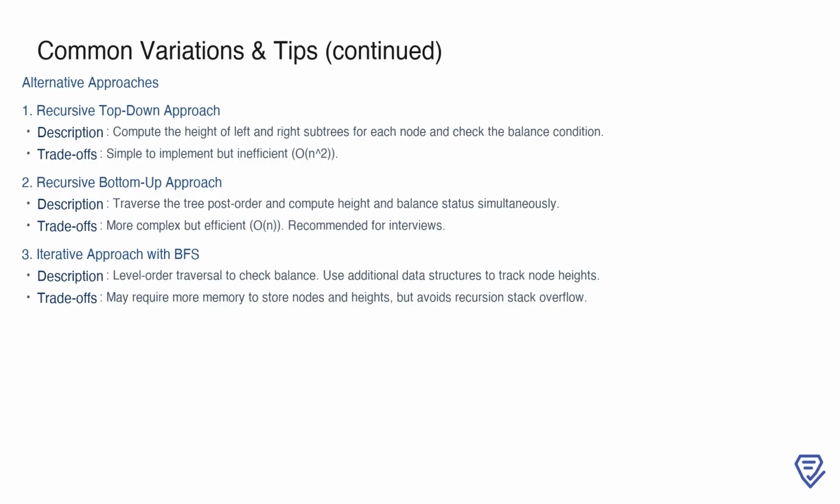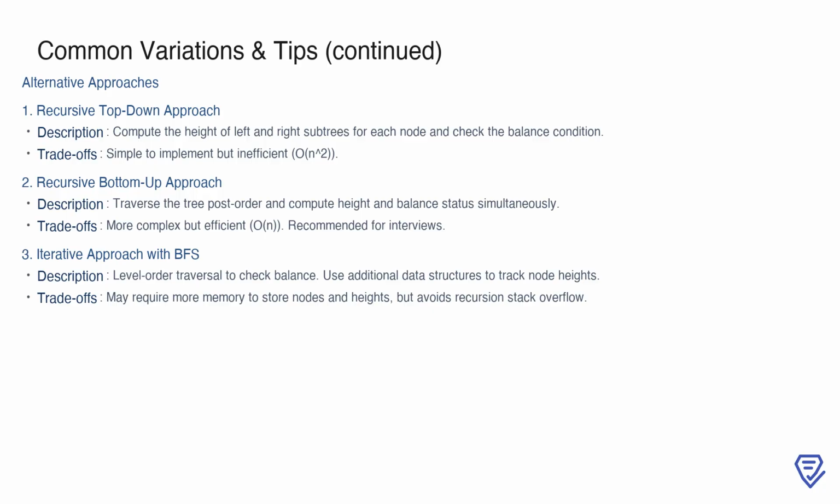A more efficient alternative is the recursive bottom-up approach. Here, you traverse the tree in postorder and compute both the height and the balance status of each node simultaneously. This method achieves O(n) time complexity, making it more suitable for interviews, though it does require a deeper understanding of recursion. Lastly, there's an iterative approach using breadth-first search.